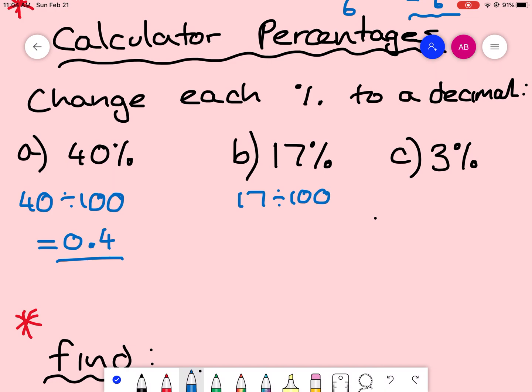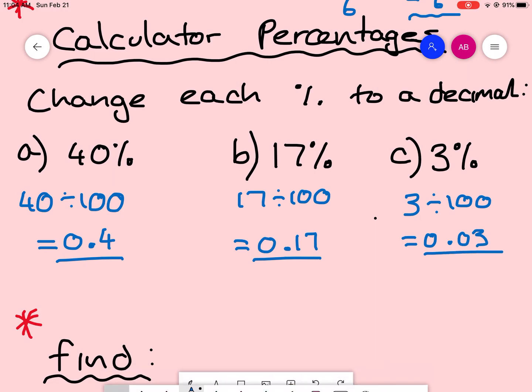So 17%, take the number, divide it by 100, you would get 0.17. Notice there's no longer a percent on that at the end, it's just a decimal number, so there's no need to put anything on at the end. And lastly, 3%, 3 divided by 100 gives you 0.03, and that's your 3% as a decimal. Okay, please remember that as we go through the next examples.